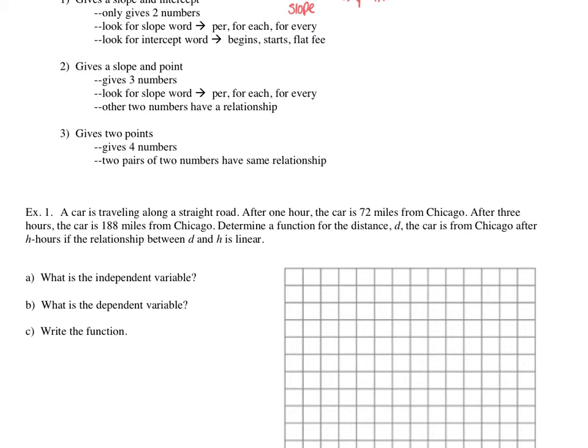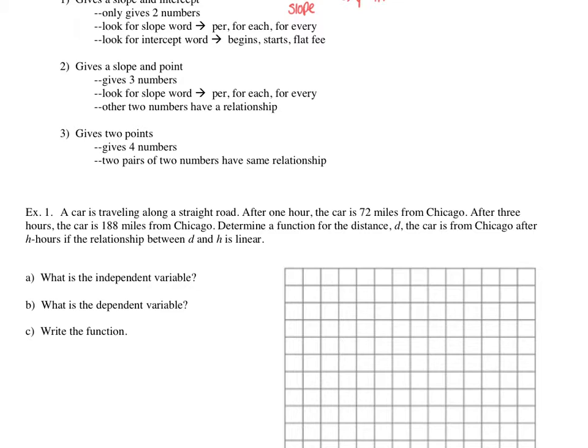Our first example: a car is traveling along a straight road. After 1 hour, the car is 72 miles from Chicago. After 3 hours, the car is 188 miles from Chicago. Determine a function for the distance d the car is from Chicago after h hours. The relationship between d and h is linear.